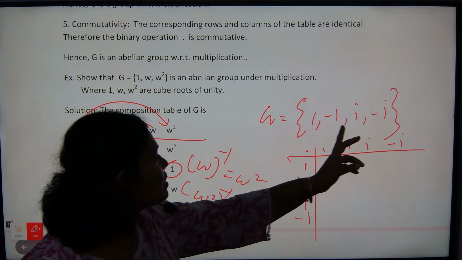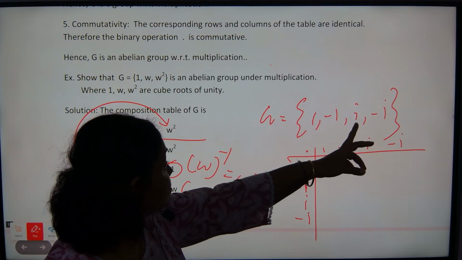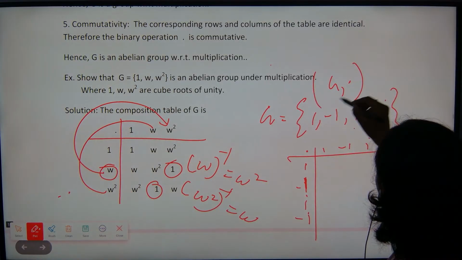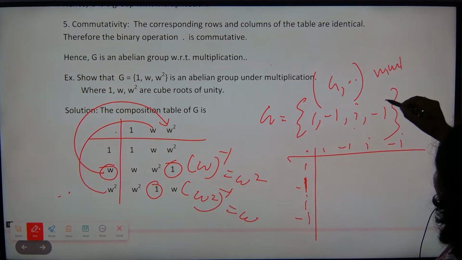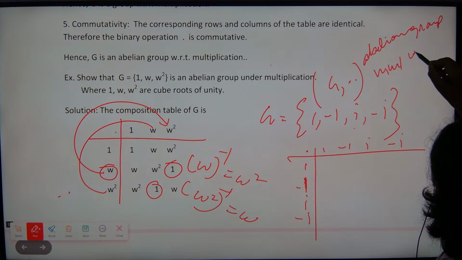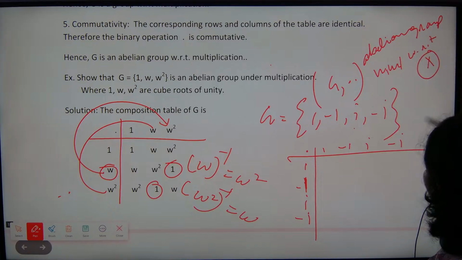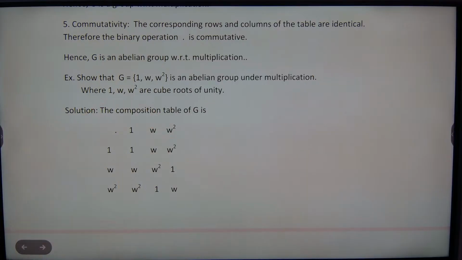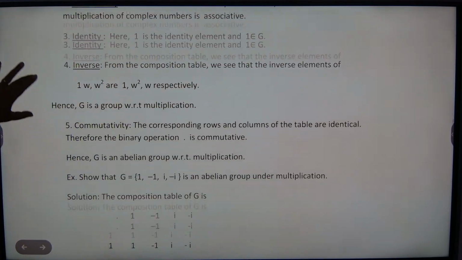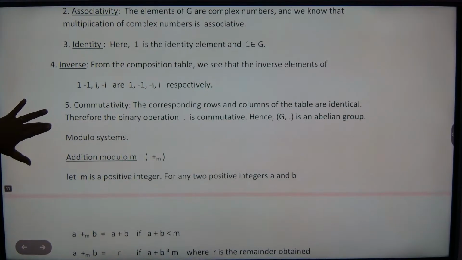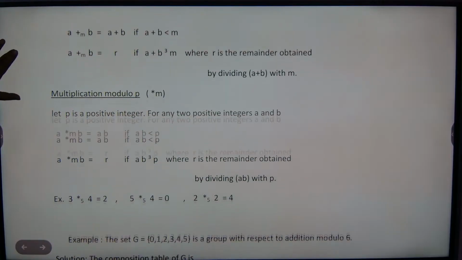Okay, find inverse of every element. Identity is there, it is 1. Okay, just G comma dot, this is multiplication. Okay, it is also abelian group with respect to multiplication, right? Done. Also, oh, so this is for today. No need to go for this. It is there. Okay. So don't go for homomorphism.